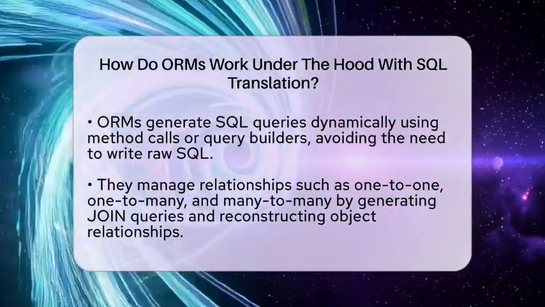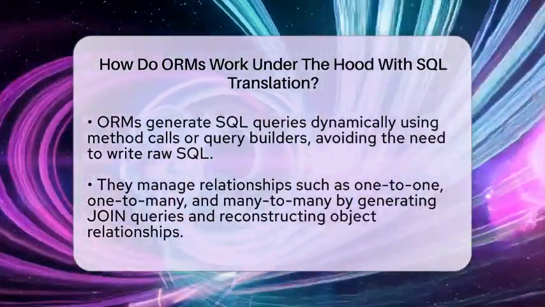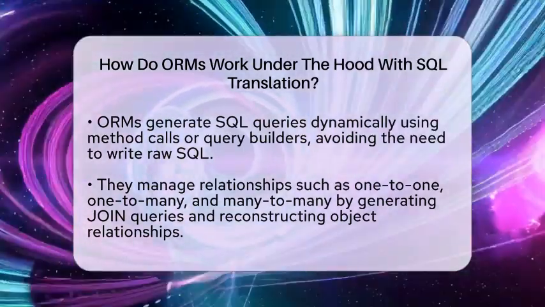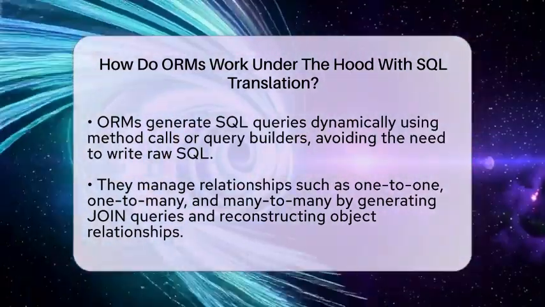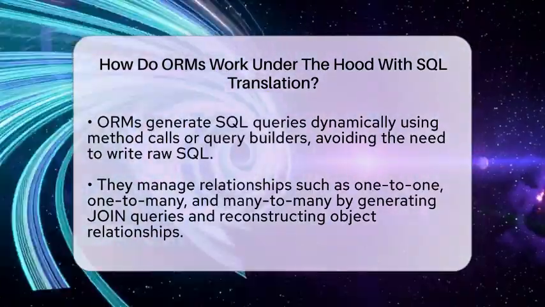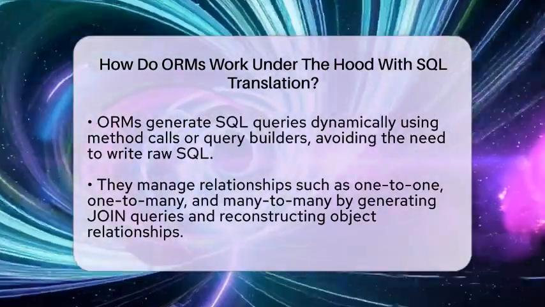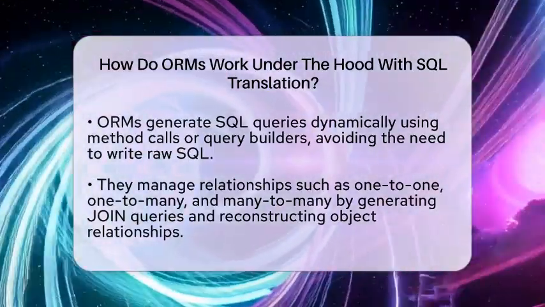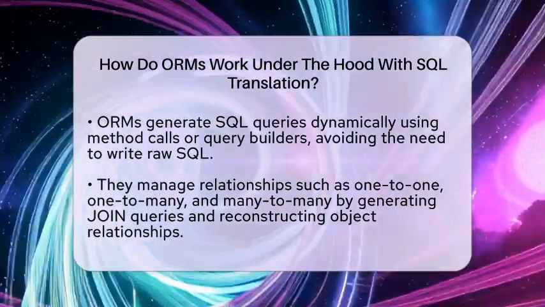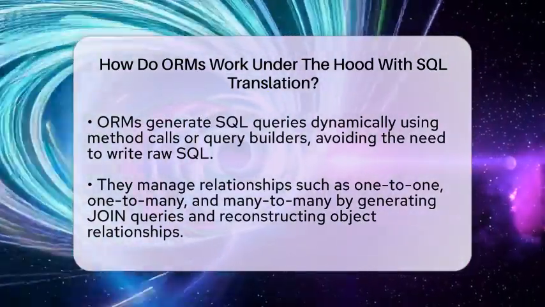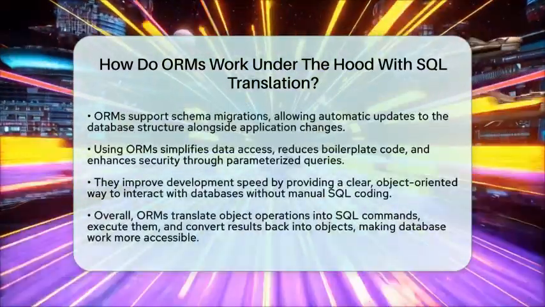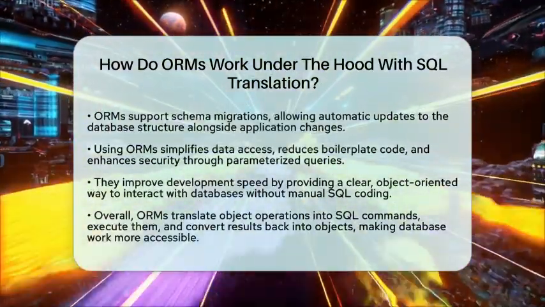ORMs also handle relationships like one-to-one, one-to-many, or many-to-many. They generate join queries to connect related data and rebuild object graphs to reflect those relationships. They can control how related data loads, either fetching everything upfront or only when needed, to keep performance smooth. Some ORMs support schema migrations, allowing you to evolve your database structure over time through code. This keeps your database in sync with your application without manually changing tables.